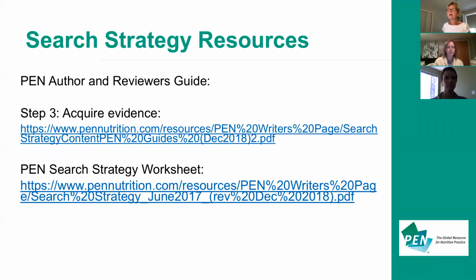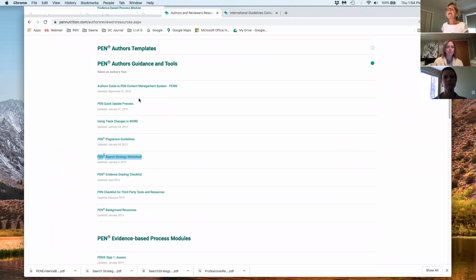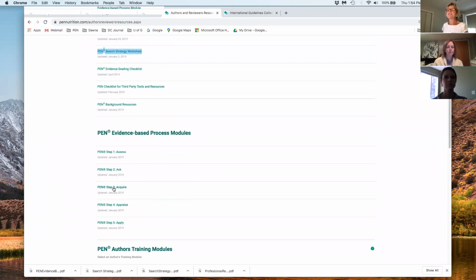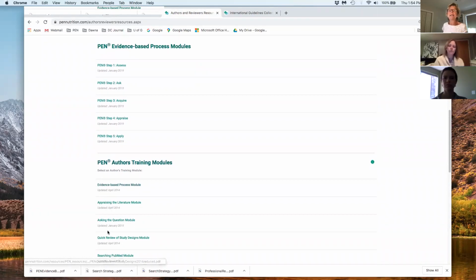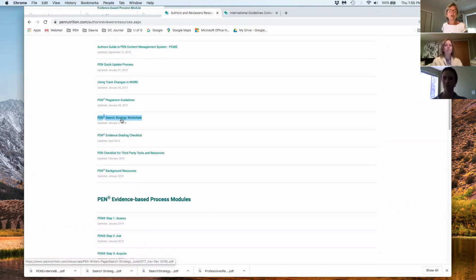We do have some more detailed information in our PEN authors and reviewers guides on acquiring evidence and a search strategy worksheet. I'll just show you. On the PEN website here, under our PEN authors and reviewers resources, there's lots of information. So there's instructions on acquiring evidence and a training module about searching PubMed that provides a little more detailed information. Here's the search strategy worksheet in here as well.